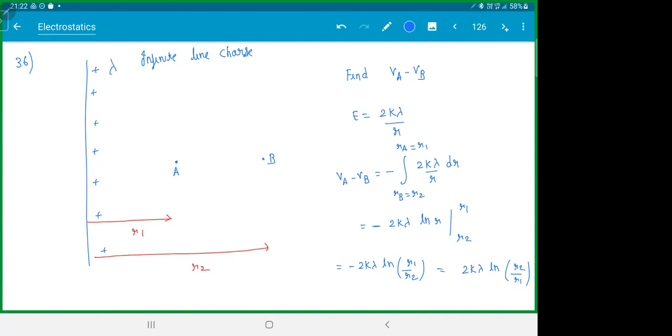All clear with this? Any doubts on this? So basically, if I give you the field and ask you the potential difference, use the integral form. If I give you the potential and ask you the field, use the differential form. Clear with this?